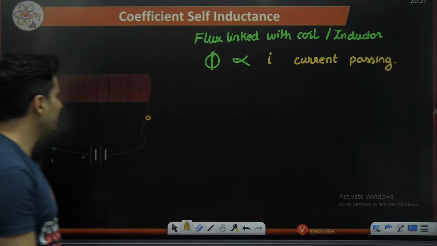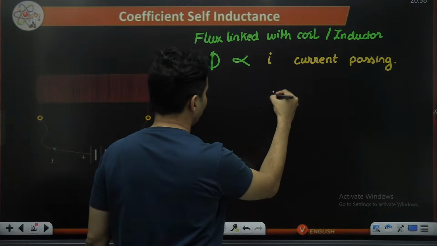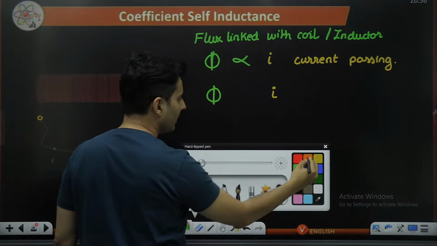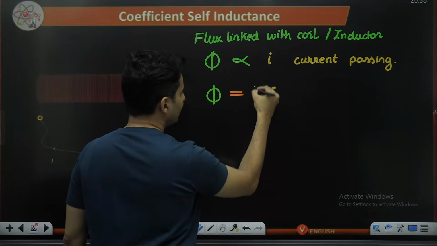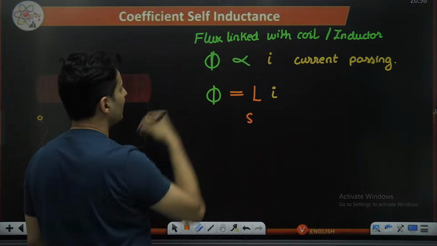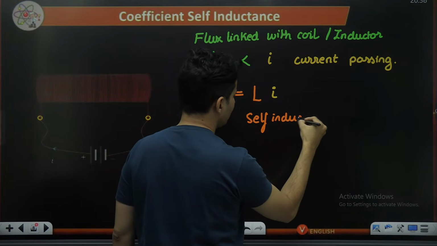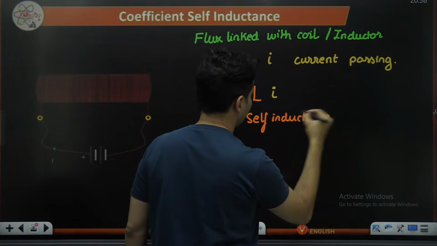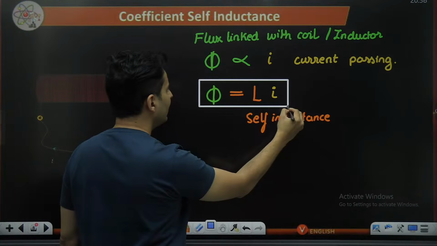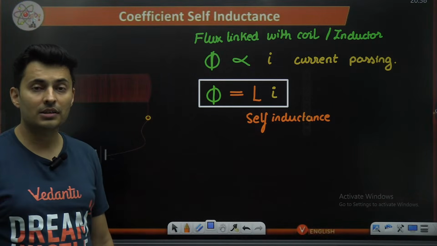If the current increases, field increases, flux increases. You replace that constant of proportionality with an equality. That constant is then called the coefficient of self-inductance, or just self-inductance. This L is just called self-inductance. So phi is Li, is the formula to measure how much is the self-inductance.